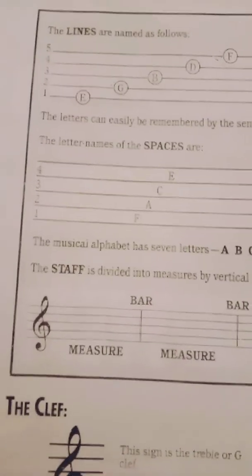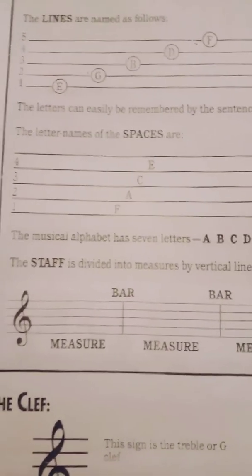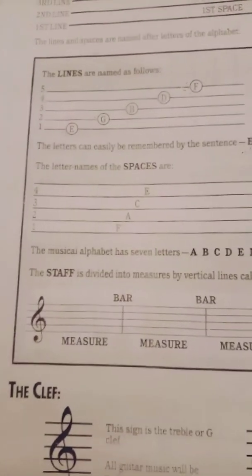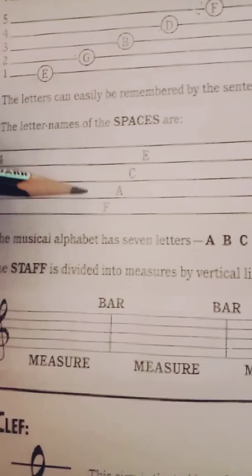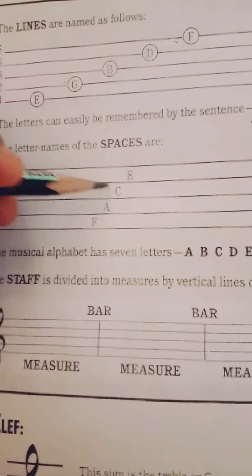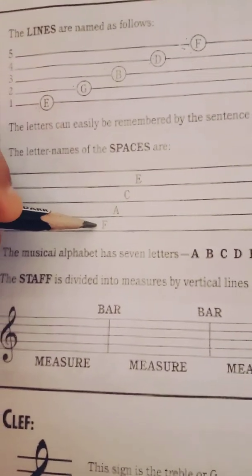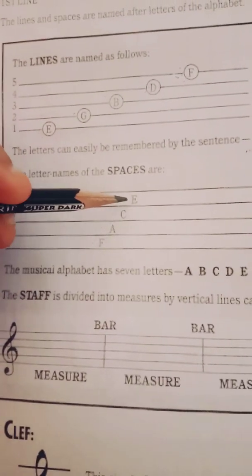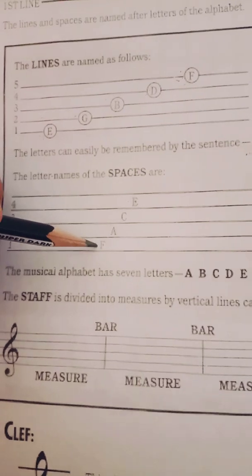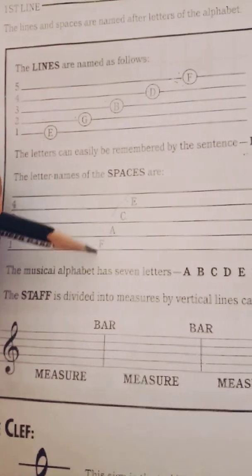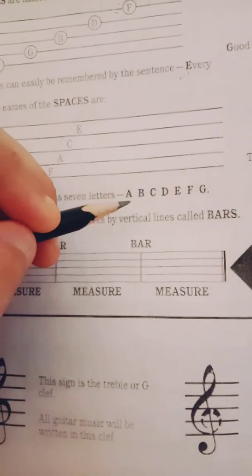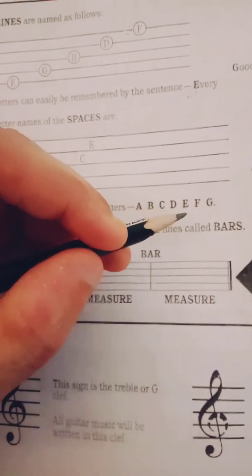Now let's learn the notes on the spaces. It's very easy to remember the notes on the spaces. It literally spells out the word face. So the first space is an F, the second space is an A, the third space is a C, and the fourth space is an E. So they literally spell out the word face. The musical alphabet has 7 letters, that is A, B, C, D, E, F, and G.